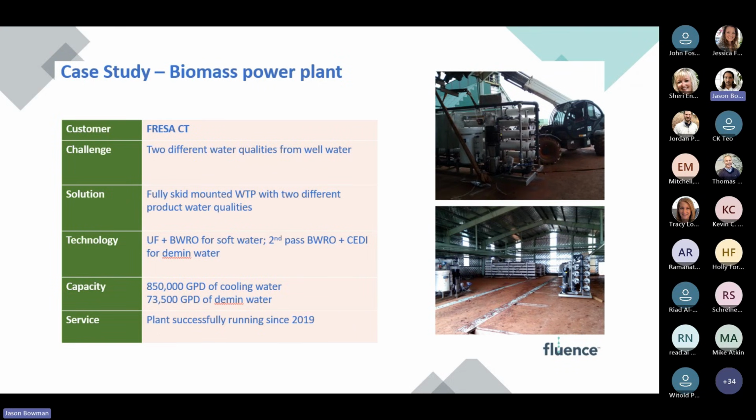And this system was installed again in 2019 and has been in operation for a number of years now. It's still running to this day and continues to meet the plant demand for their treated water.